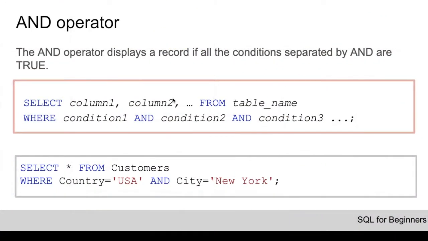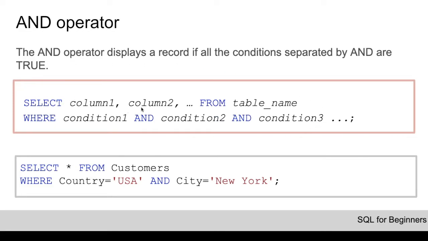In this video, we're going to talk about the AND operator, a very powerful operator that helps us give multiple conditions in our where clause. A very important thing about AND is that it displays a record if all the conditions separated by AND are true.